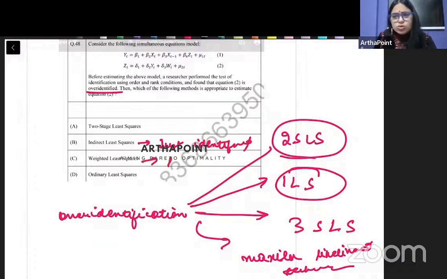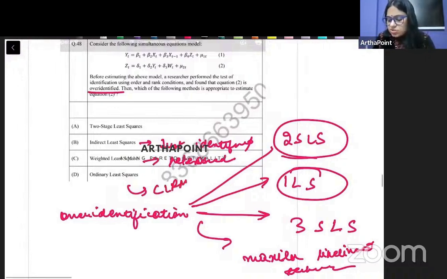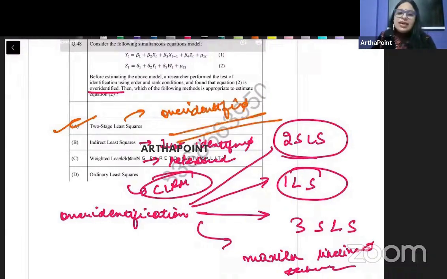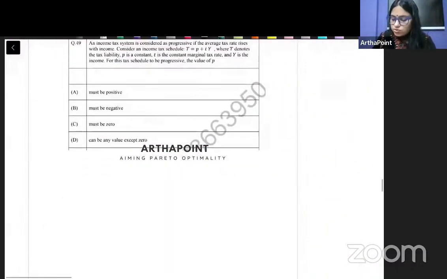ये तो हम usually weighted least square तो heteroscedasticity में use करते हैं. ऑर्डिनरी लीस्ट स्क्वायर हम यूज करते हैं when all assumptions are satisfied, not in simultaneous model. Basic CLRM assumptions satisfy होती हैं तब. And two-stage least square is used when you have over-identified. So answer will be A. Come to the next question.